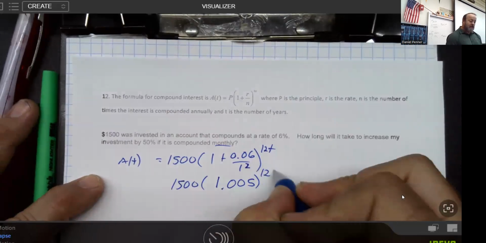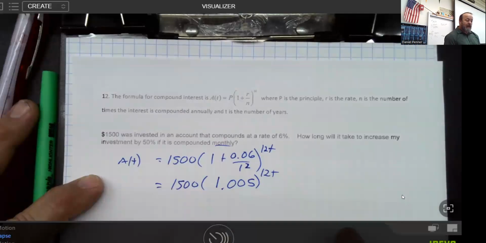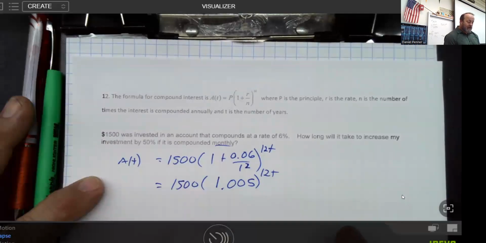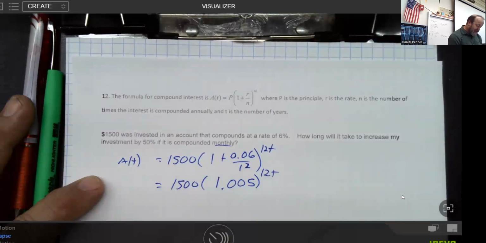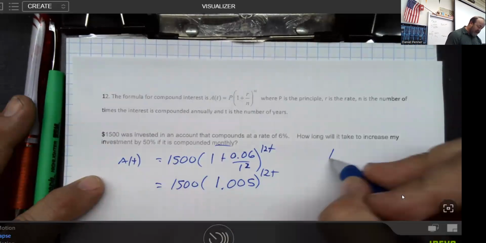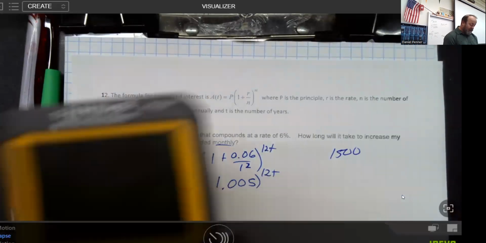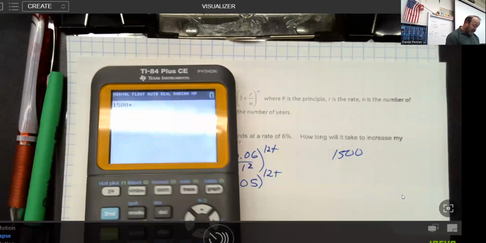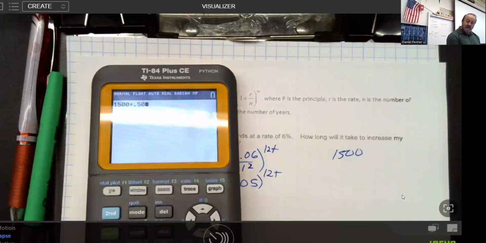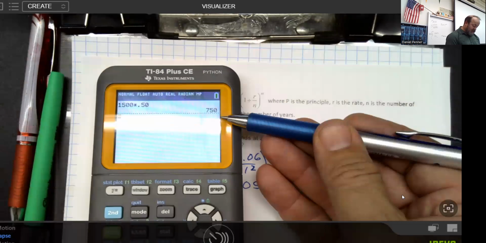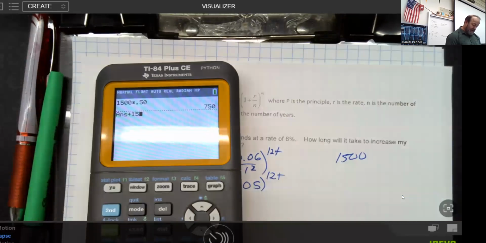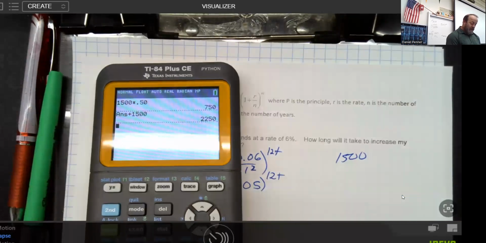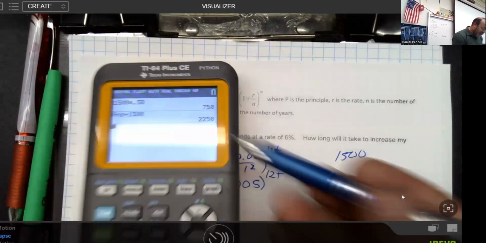And I would like to know, when am I going to increase my investment by 50%. So I used to have $1,500, but I want my $1,500 plus I also want an extra 50% of that. So I want an additional 750 in addition to the 1,500 I already had, right? So I'm looking for 2250. That's what I'm looking for.